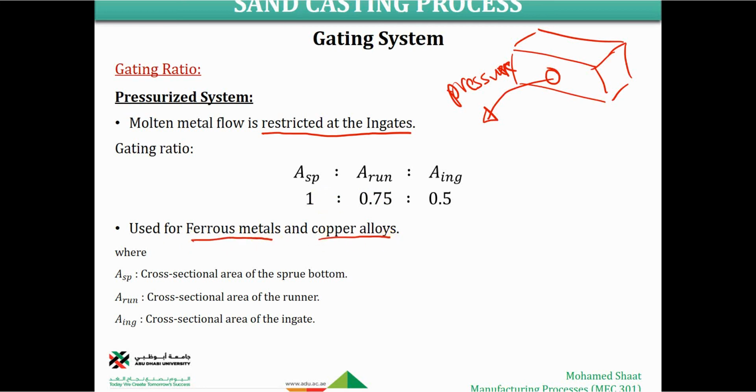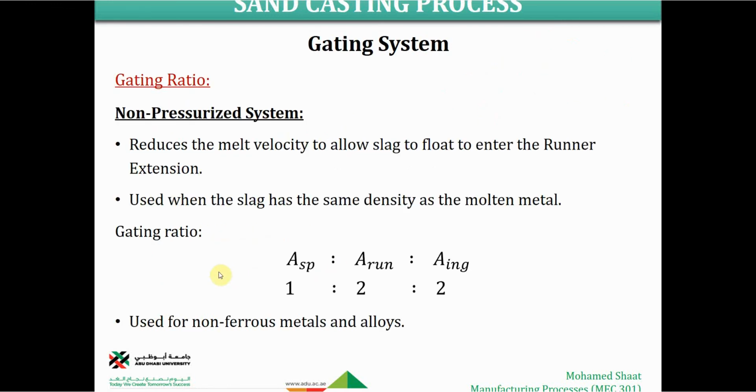In case we have ferrous metals like steel castings, for example cast iron and steels, it is preferred to use the pressurized system. For copper alloys, it is also preferred to use the pressurized system, but non-pressurized systems are used for other non-ferrous metals in general. Also, the non-pressurized system reduces the melt velocity to allow slag to float and enter the runner extension.